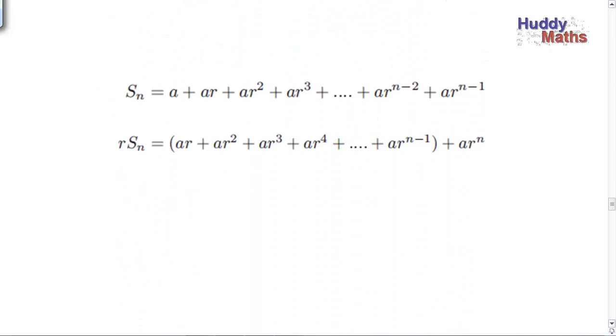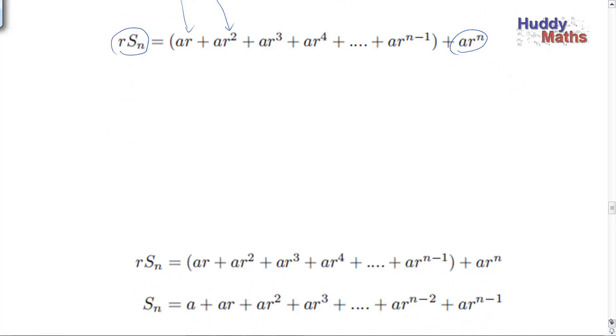Here's the trick. You get the sum, and if you multiply it by r, they end up all having an extra r in them, and you end up with ar to the n. Okay, so that's the trick here, and then we're going to do some subtraction.